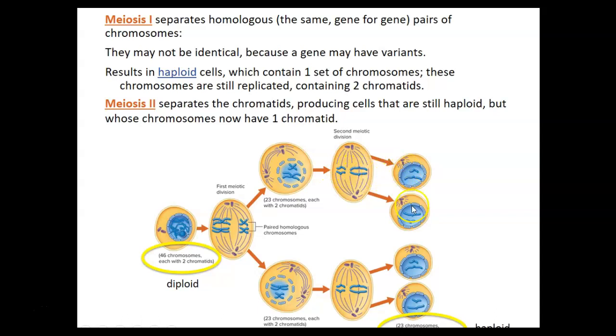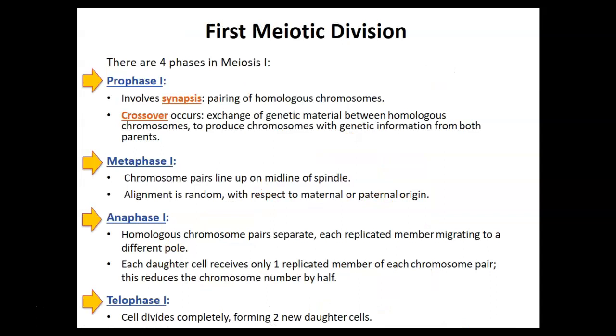So then at the very end, you end up with 4 cells that have 23 chromosomes that are haploid that are ready to undergo further differentiation to become sperm or eggs. All right, so let's go through it in more detail.